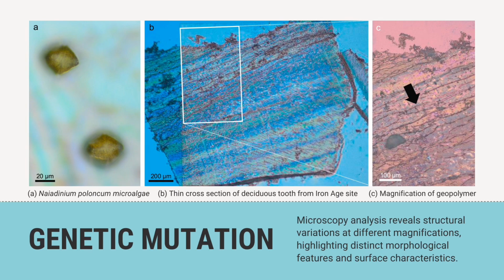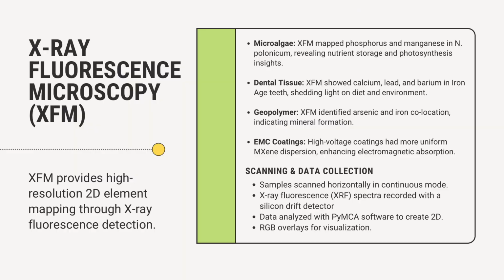In the aspect of genetic mutation, microscopy analysis reveals structural variations at different magnifications, highlighting distinct morphological features and surface characteristics. In scanning and data collection, the samples are scanned horizontally in continuous mode. Second, the X-ray fluorescence spectra are recorded with the silicon drift detector. The data is analyzed with PyMCA software to create the 2D structure. Then lastly, RGB overlays for visualization.